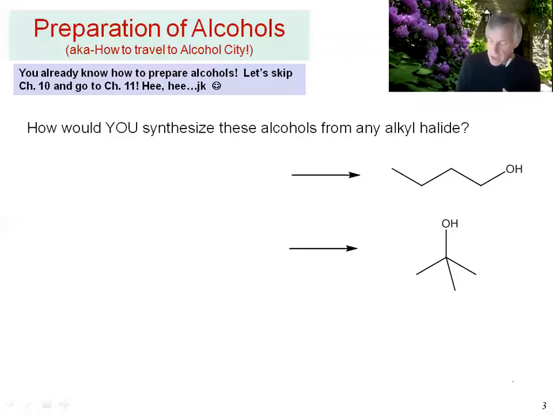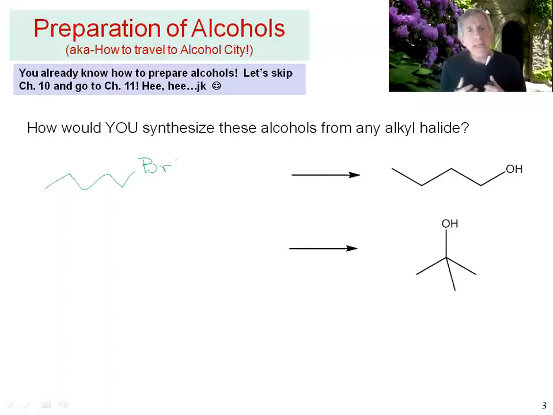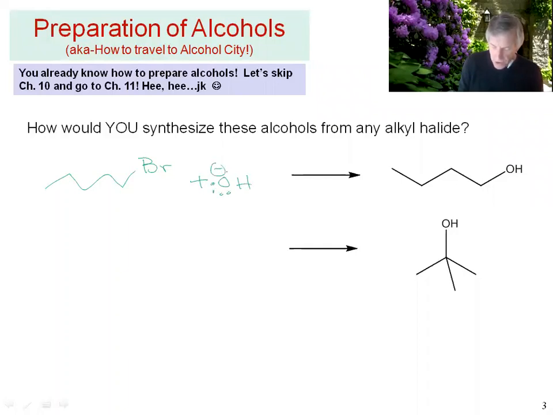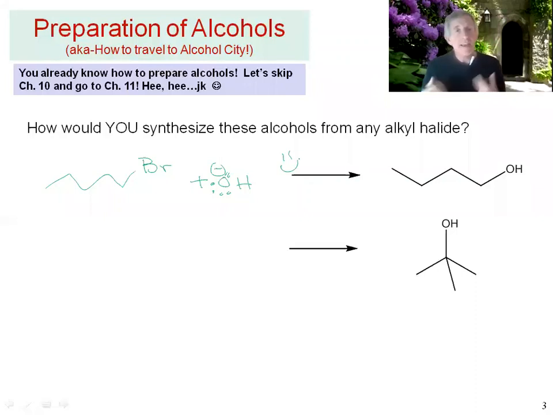Okay, I want a primary alcohol, which means I need to start with a primary alkyl halide. So something like 1, 2, 3, 4, 5 carbons, 1-bromopentane. And since it's so unbulky on a primary, I can add a strong base like OH minus and not have any concern at all that elimination is going to happen. No elimination, just nucleophilic substitution. So this is very glorious and easy, and we've seen this. Hang on tight. You know how to make a primary alcohol.